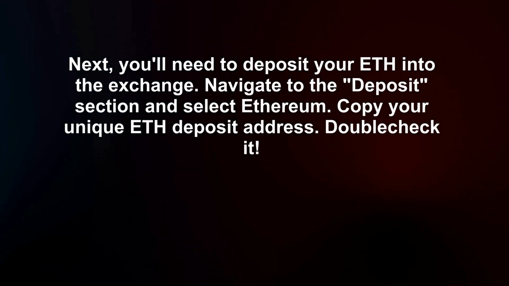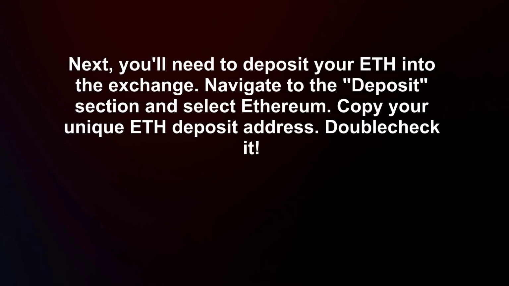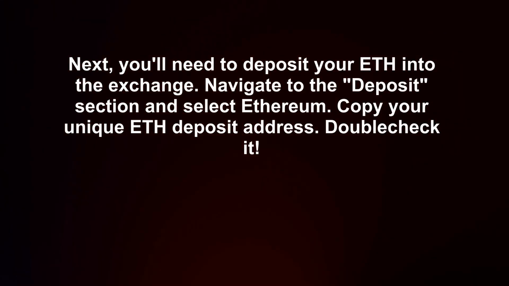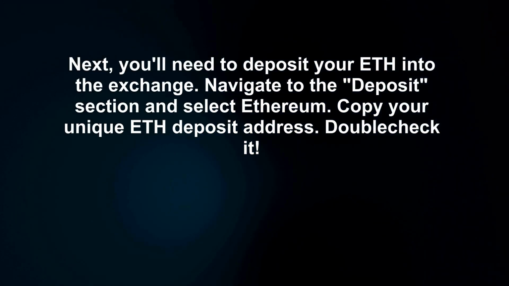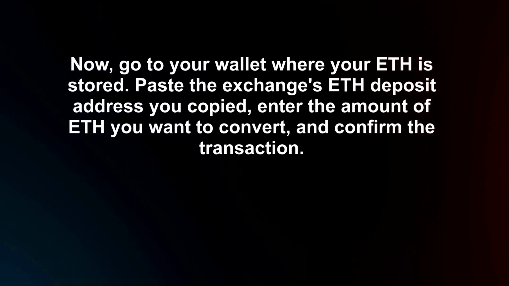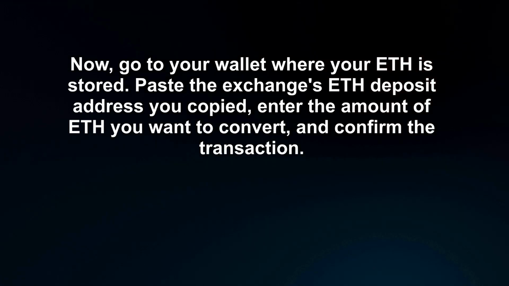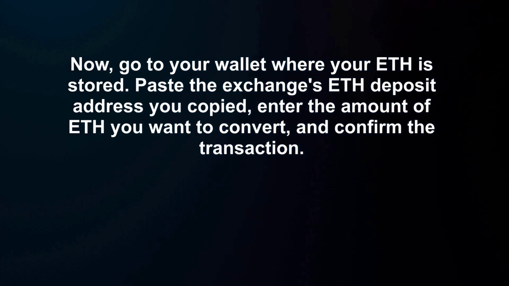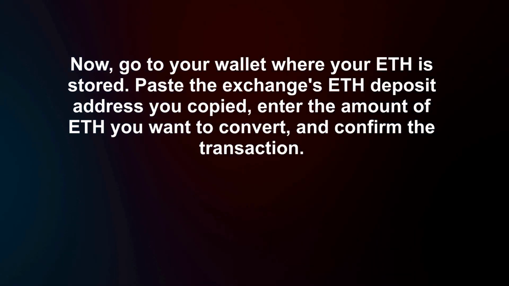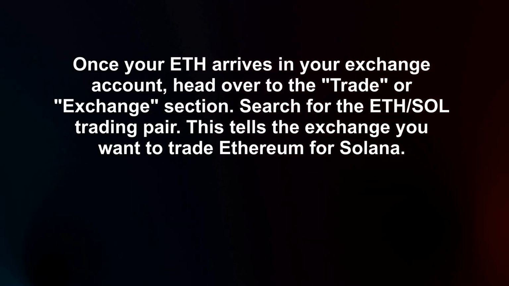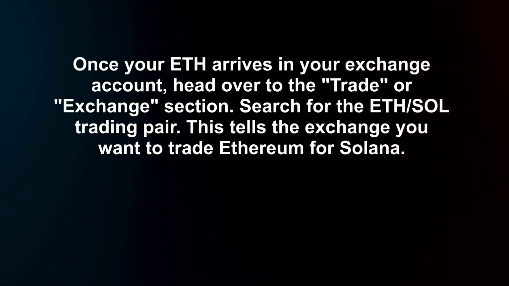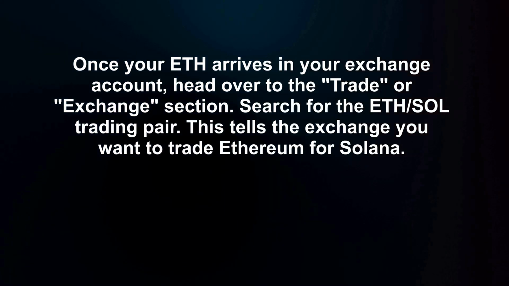Next, you'll need to deposit your ETH into the exchange. Navigate to the deposit section and select Ethereum. Copy your unique ETH deposit address, double-check it. Now, go to your wallet where your ETH is stored. Paste the exchange's ETH deposit address you copied, enter the amount of ETH you want to convert, and confirm the transaction. Once your ETH arrives in your exchange account, head over to the trade or exchange section.